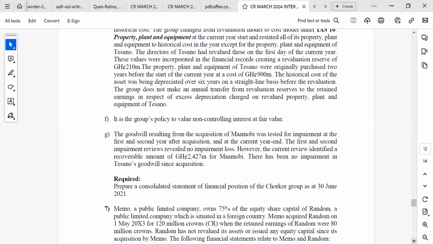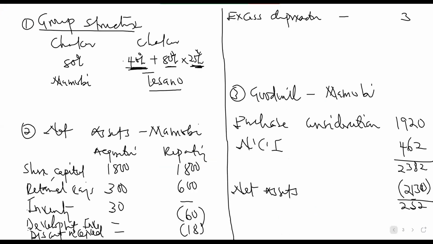Okay, let's now look at the impairment for what? Mamobi, isn't it? So what do we do? When are we doing the impairment? At reporting. So we look at the total net asset of Mamobi at reporting. So let's go and look for that particular asset of Mamobi. We can find the net asset over here, isn't it? So let's put the net asset of Mamobi together, the reporting one.